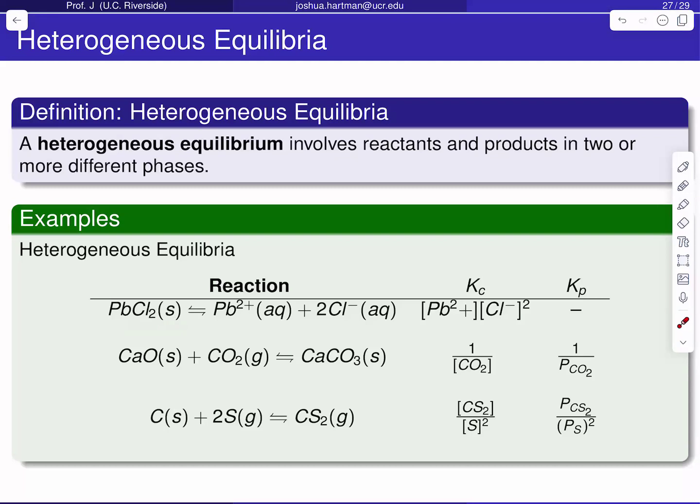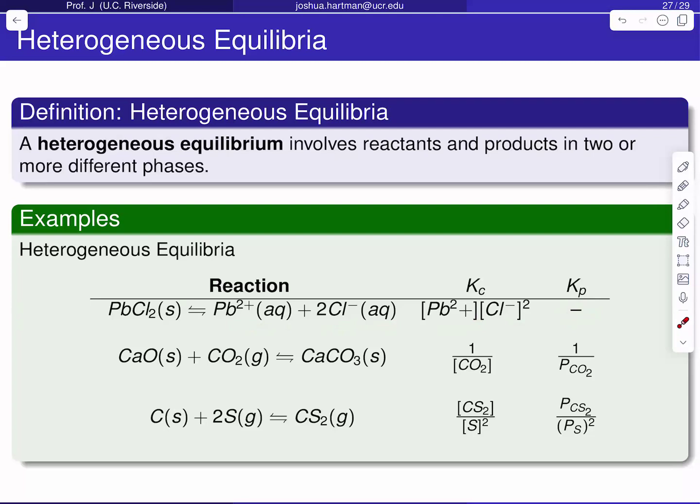So if I'm writing out a reaction where, in this case, solid lead chloride is dissolving in an aqueous solution, you actually see an equilibrium constant expression that is just the product of the reaction products. Okay, so the mathematical product of the concentrations of those reaction products. And similarly, Kp in this case, well, it doesn't make sense to talk about Kp because there are no gases. Okay, so there wouldn't be any reason to bring it up.